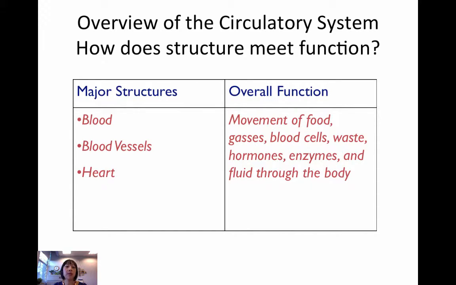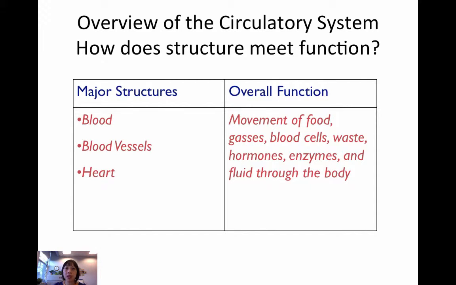So we talked a little bit the other day about some of the major parts of the circulatory system, and we're going to focus again on this theme: how structure meets function. Today, we're going to be just thinking overall. The major structures of the circulatory system include blood vessels and the heart. And the overall function of these three structures is that they work together to move food, gases, blood cells, waste, hormones, enzymes, and fluids throughout the body. So we're kind of taking that comprehensive view.